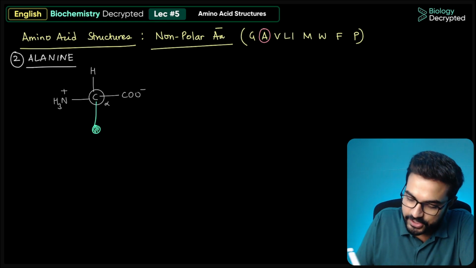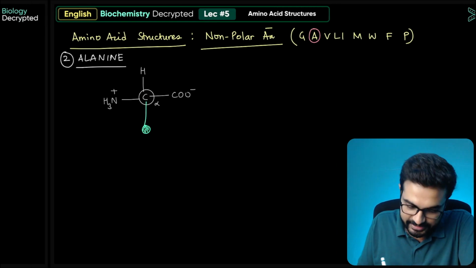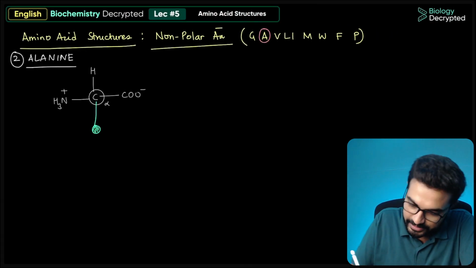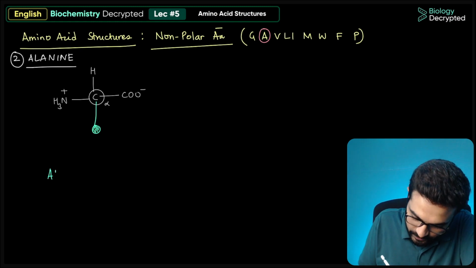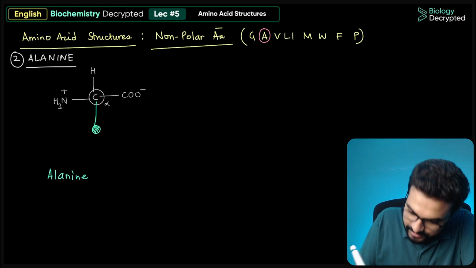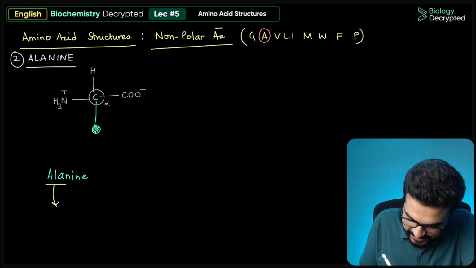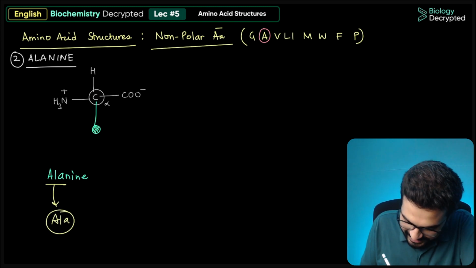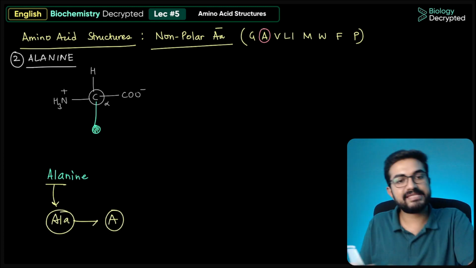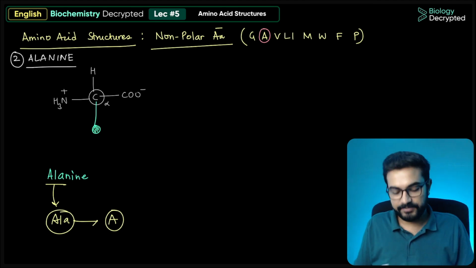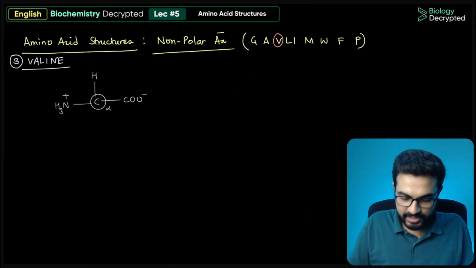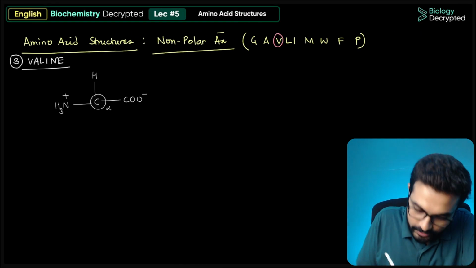And now let's talk about the 1-letter code and the 3-letter code. For glycine it was GLY. For alanine, it is the first 3 letters. We'll write alanine as ALA, and the 1-letter code is A. Simple. Let's move forward. Here the R group was a methyl group. Now we'll come to valine.